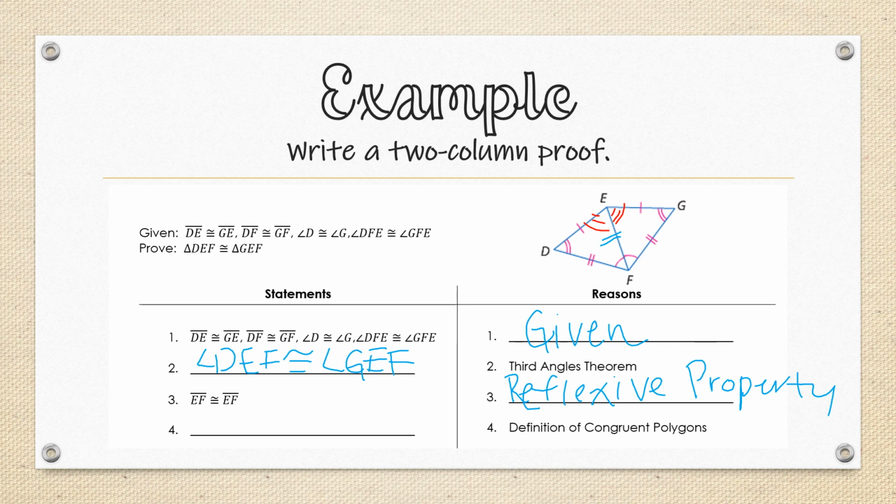So now we have either been told or we have proven that all 3 pairs of corresponding angles are congruent and all 3 pairs of corresponding sides are congruent. So we now know that triangle DEF is congruent to triangle GEF, because that is the definition of congruent polygons. Again, paying close attention to the way we're writing that congruent statement. D and G are congruent, and then we have E and then to F.